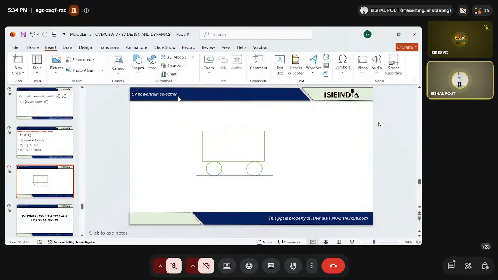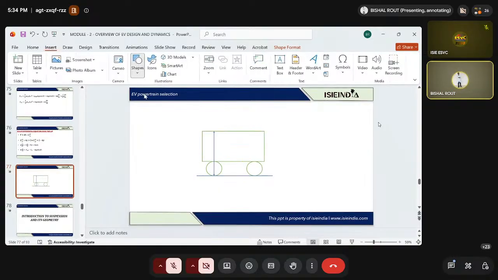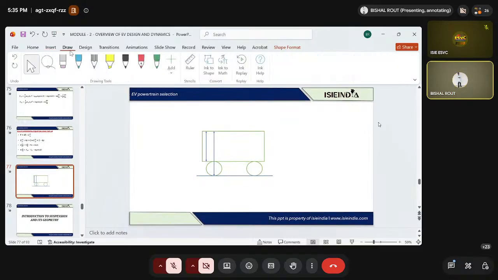So if I ask what height has been given for the vehicle dimension, this height has been given. But this is not the actual frontal area. The frontal area comes from here only. So which height do we want to calculate? We want to calculate this height. For calculating this height, let us suppose this is HA and this is HB.